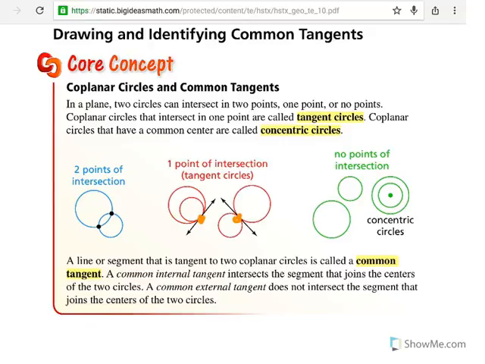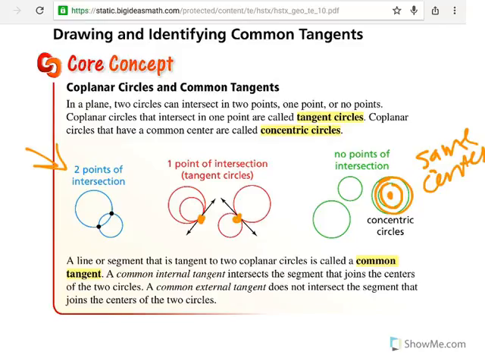Concentric circles are ones that have the same center, and it kind of reminds me of a target or a bullseye. So concentric means they have the same center. And if you take a look over here, we have 2 points of intersection on these two lines. So they just meet twice.